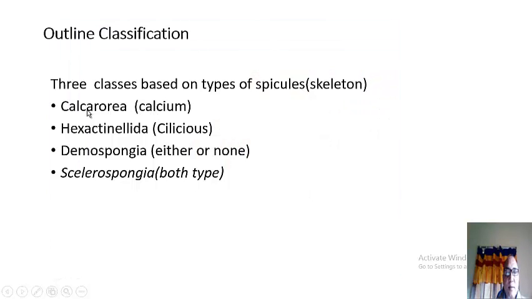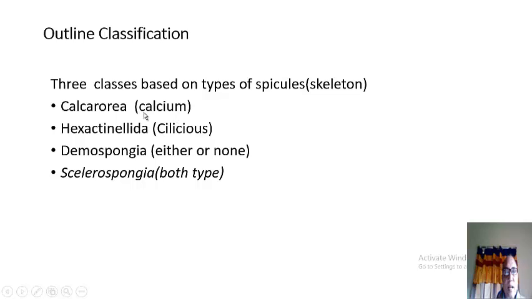The animals have been classified into four different classes: calcarea, hexactinellida, demospongia, and sclerospongia. So these are basically the types of materials the spicules are made up of. This classification is based on the substance with which the spicules are made.